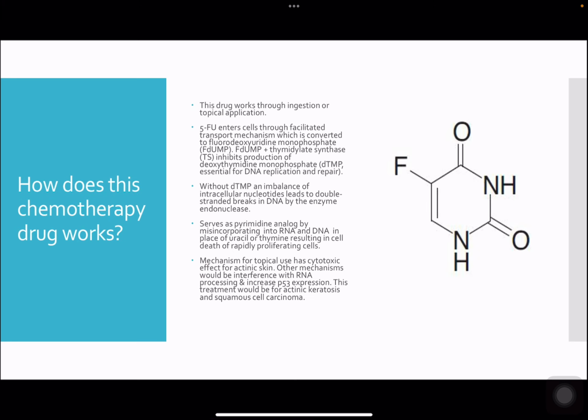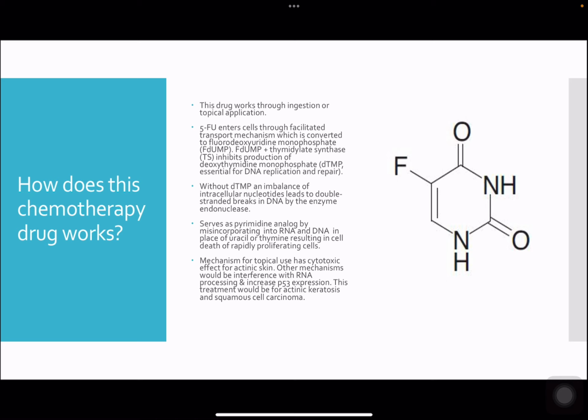How does this chemotherapy drug work? This drug works through ingestion or topical application. 5-FU enters cells through a facilitated transport mechanism, and is converted to fluorodeoxyuridine monophosphate, which is also known as FdUMP. FdUMP plus thymidylate synthase, also known as TS, inhibits the production of deoxythymidine monophosphate, which is also known as dTMP, which is essential for DNA replication and repair.